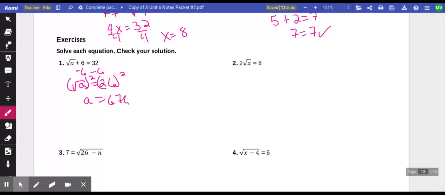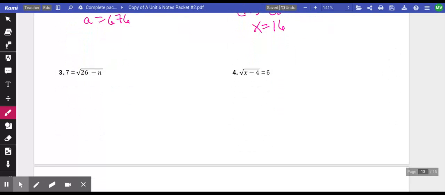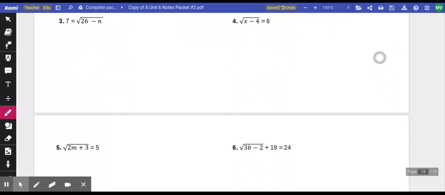Number 2, I need to isolate the square root of x first. In order to get rid of the 2 in front of the square root of x, I divide both sides by 2. So I have the square root of x equals 4. I then need to eliminate taking the square root, so I square both sides, and x equals 16. Again, I want you to pause and try 3, 4, 5, and 6, and then come back.